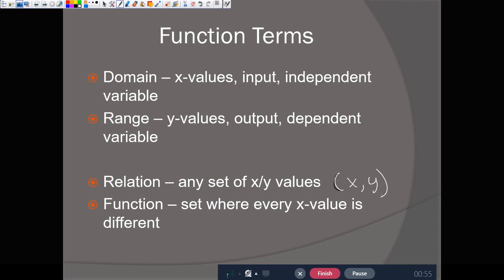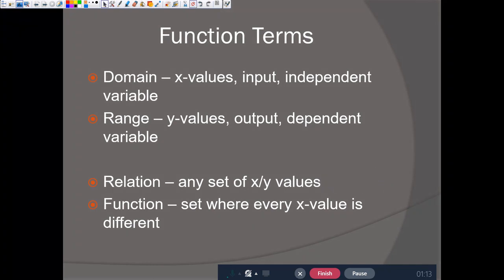Functions are a set where every x value is different. Okay, that's the key thing here, that your x values have to be different. If you have a repeating x value, then it's not a function. Okay? But my y's can repeat. You could have a different x and all the same y's and it'd still be a function. Okay?